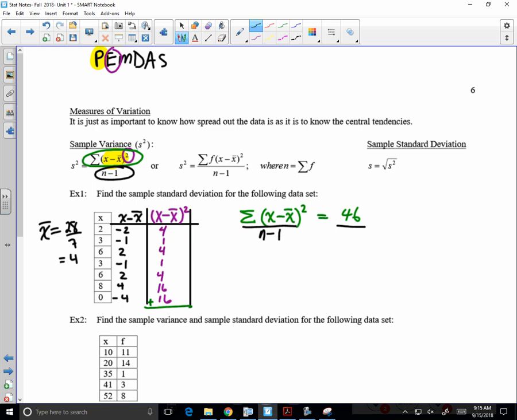It's n minus 1. Right, so we're dividing by n minus 1, which is kind of a weird thing to do because when we find the mean, we divide by the number of values in the data set, but for some reason with standard deviation, we divide by 1 less than the number of values in the data set.